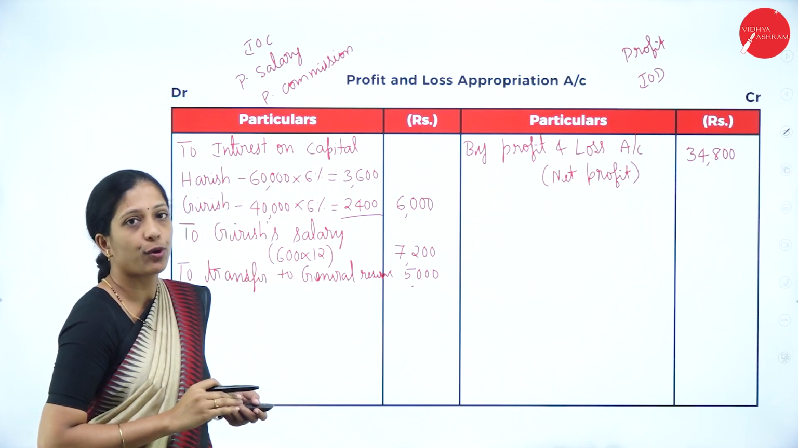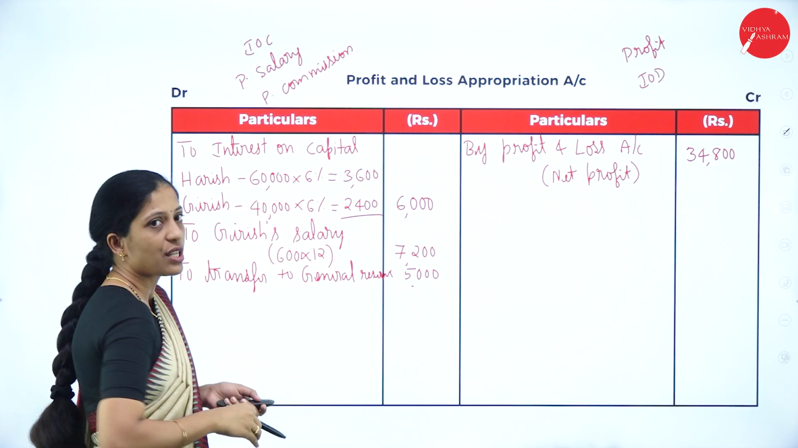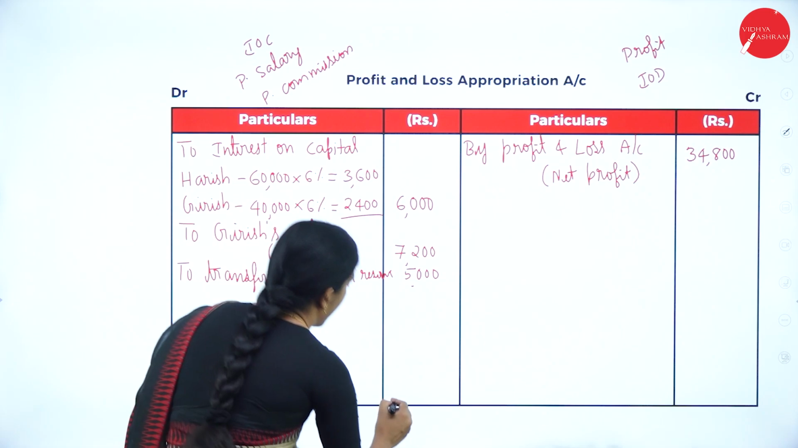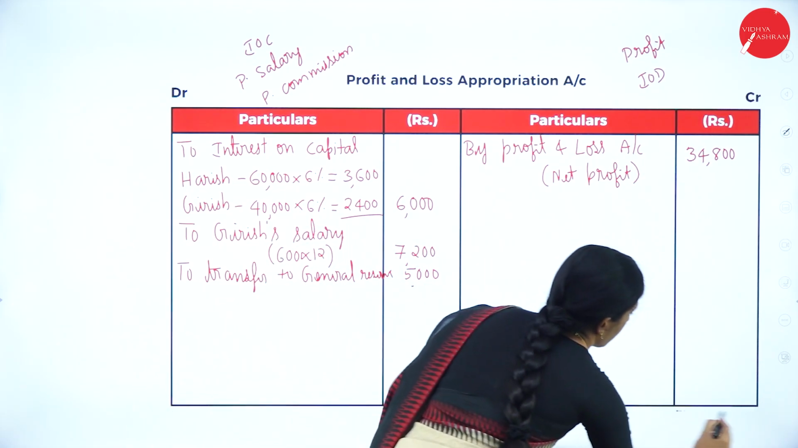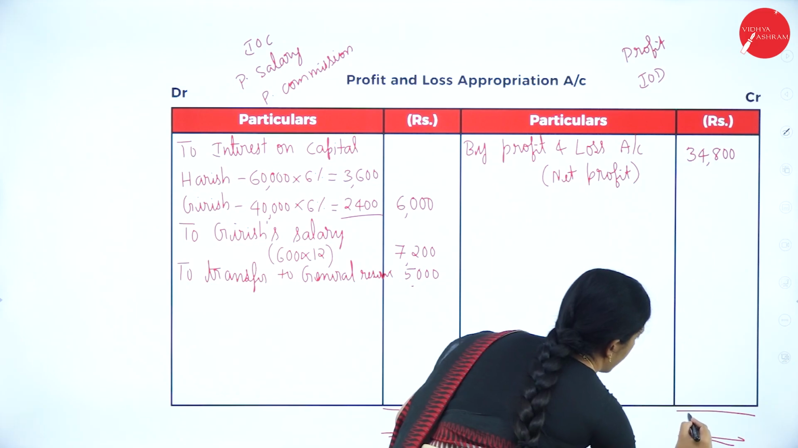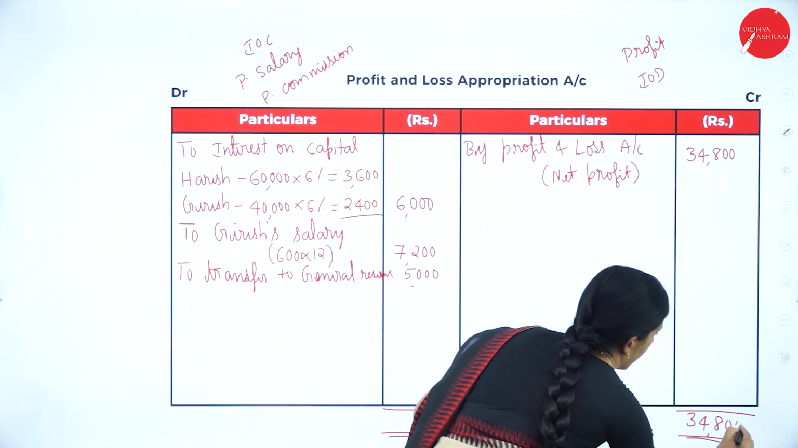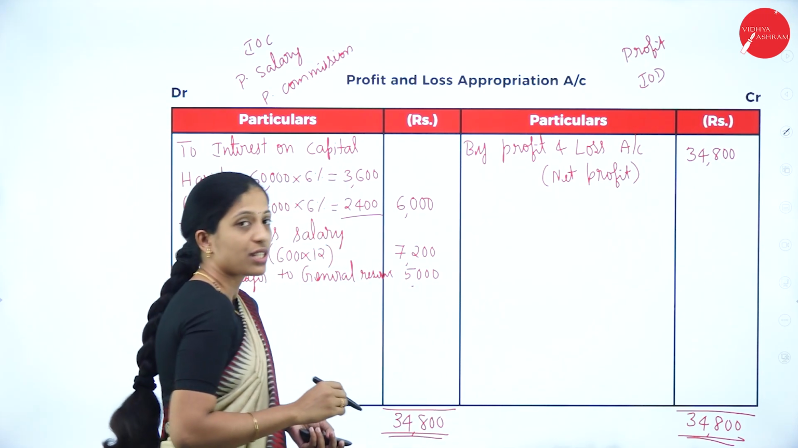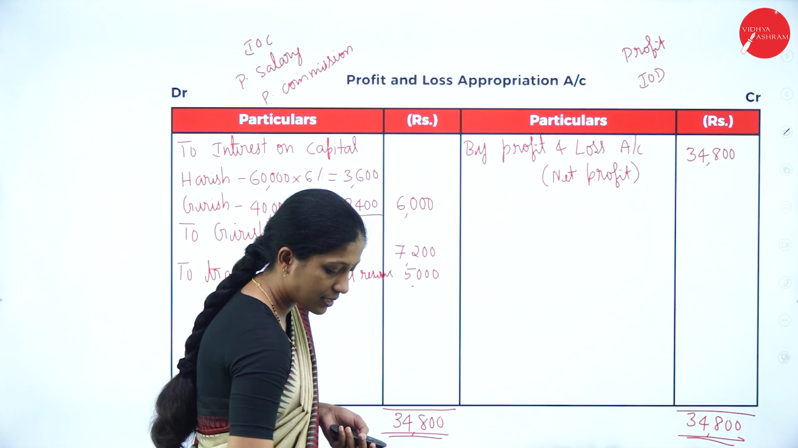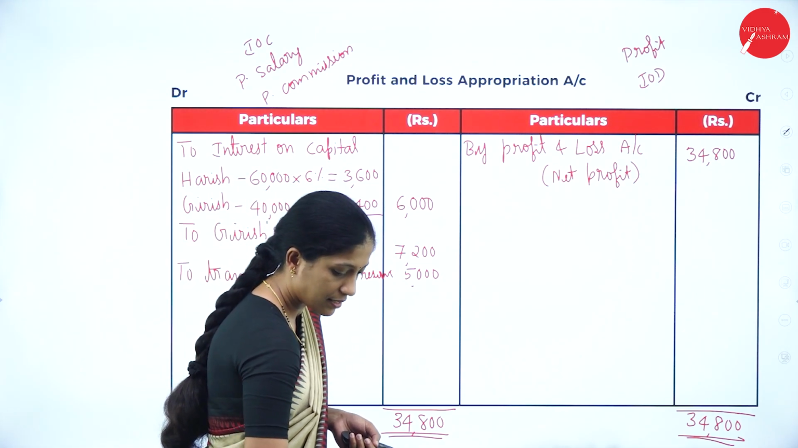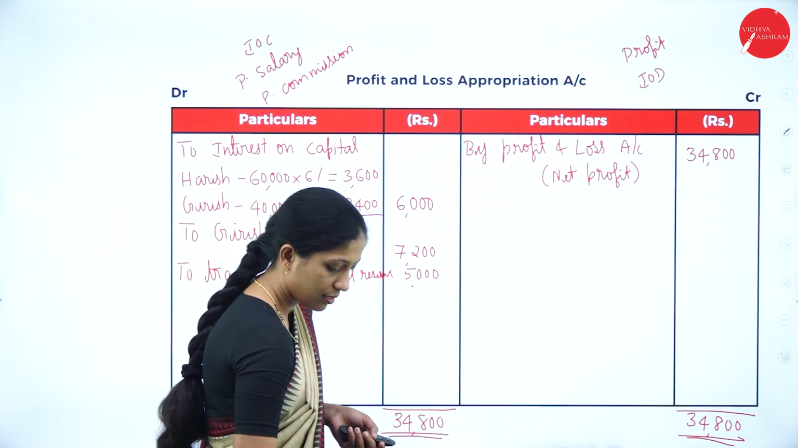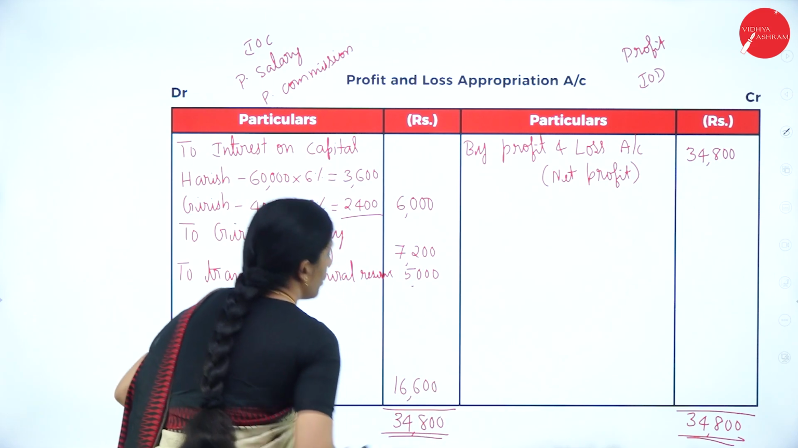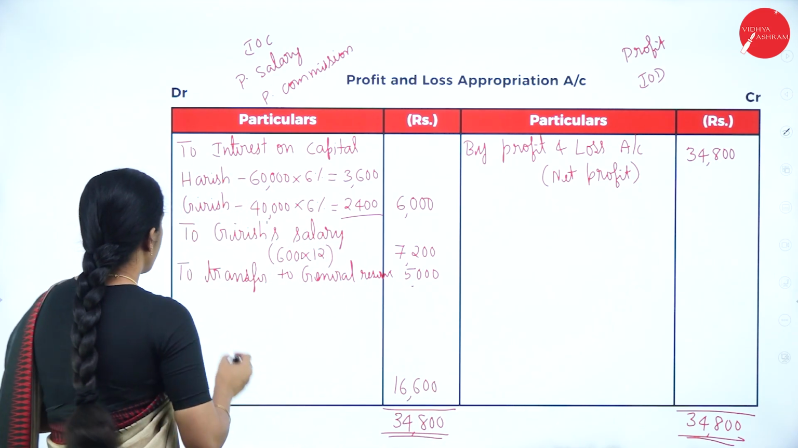Now, we have to balance both the sides. Balancing figure will be transferred to partners' capital account in their profit sharing ratio. Now, we shall balance both the sides. So, in the credit side is 34,800. So, 34,800 minus 6,000 minus 7,200 minus 5,000. So, it will be 16,600. So, this profit has to be transferred to partners' capital account.